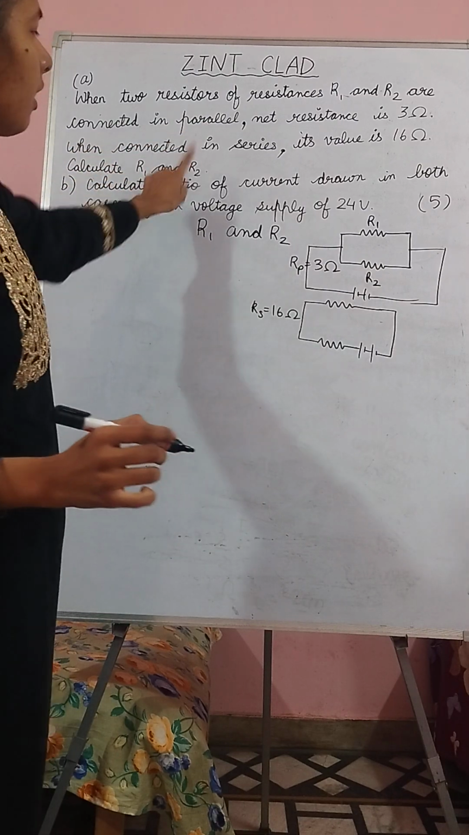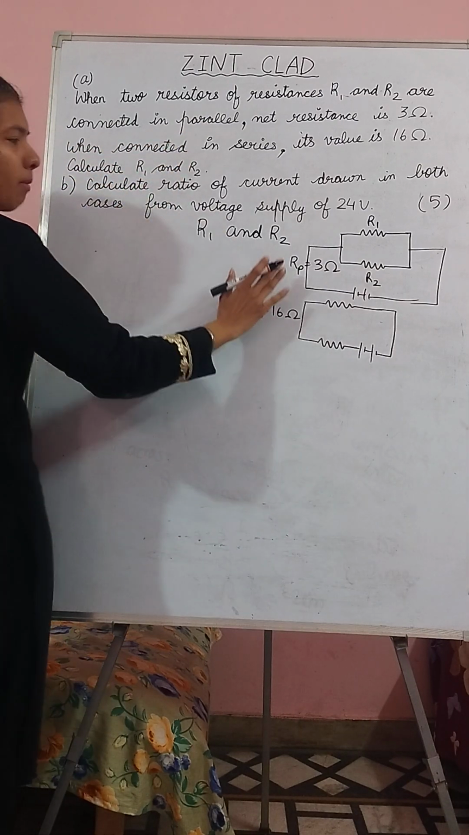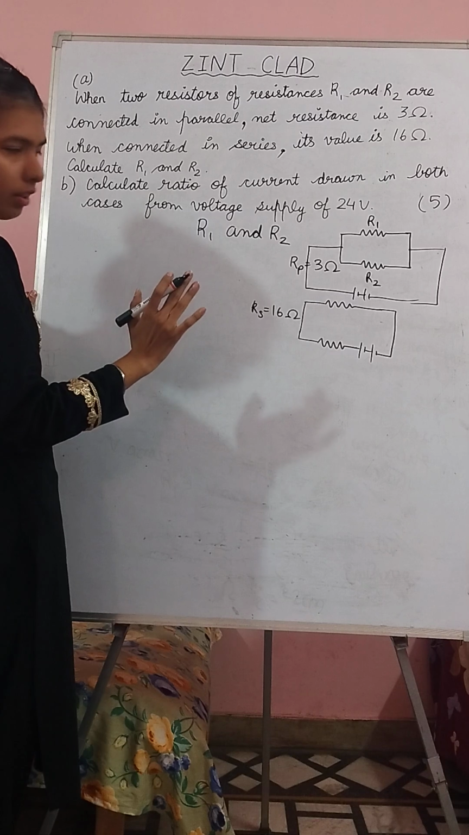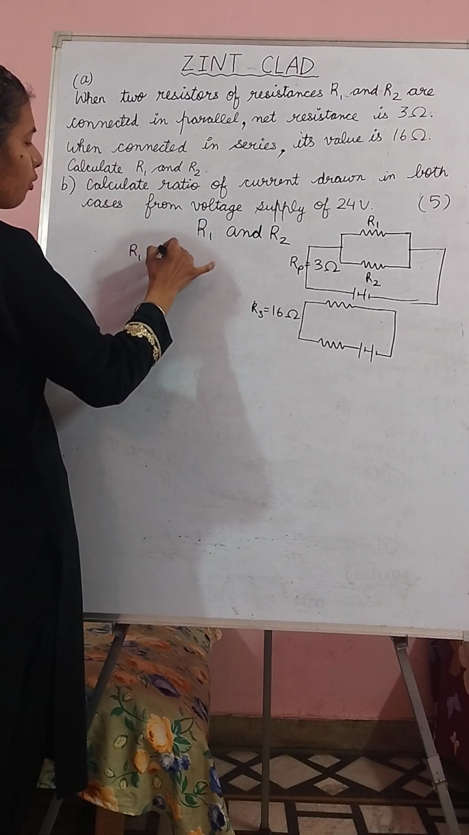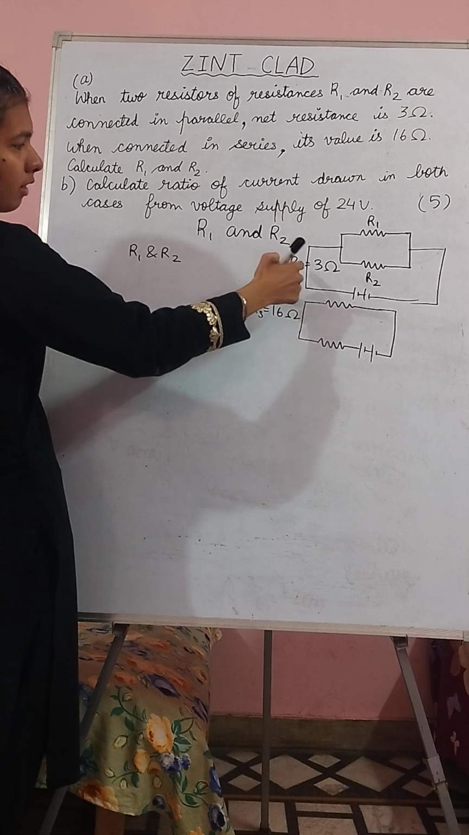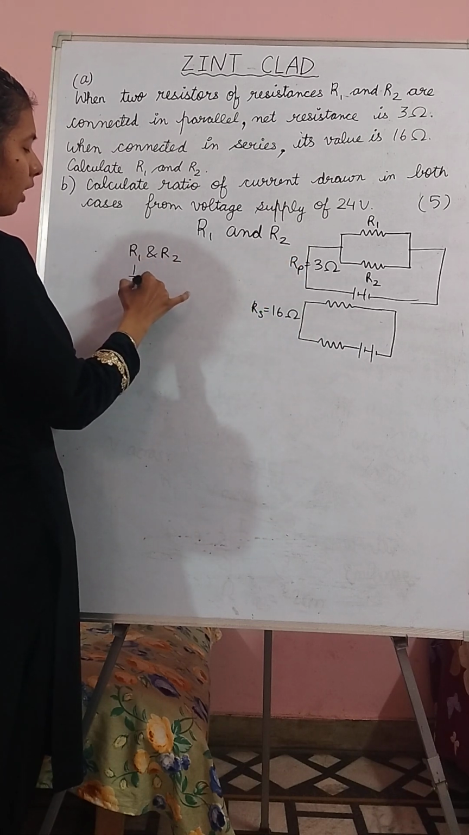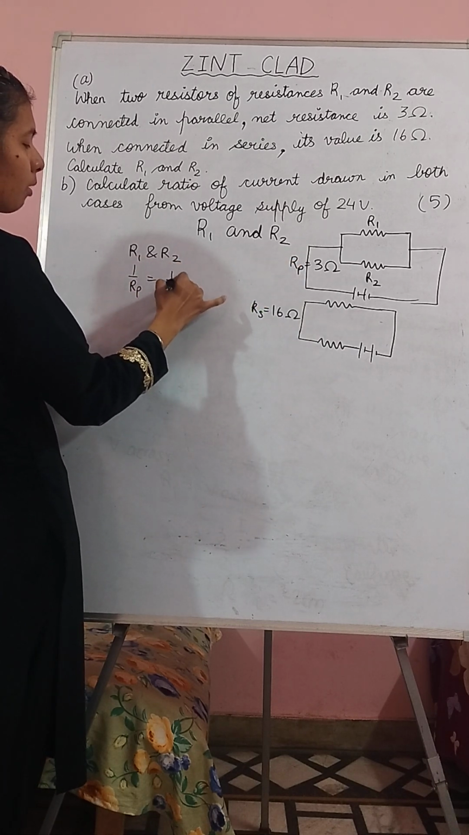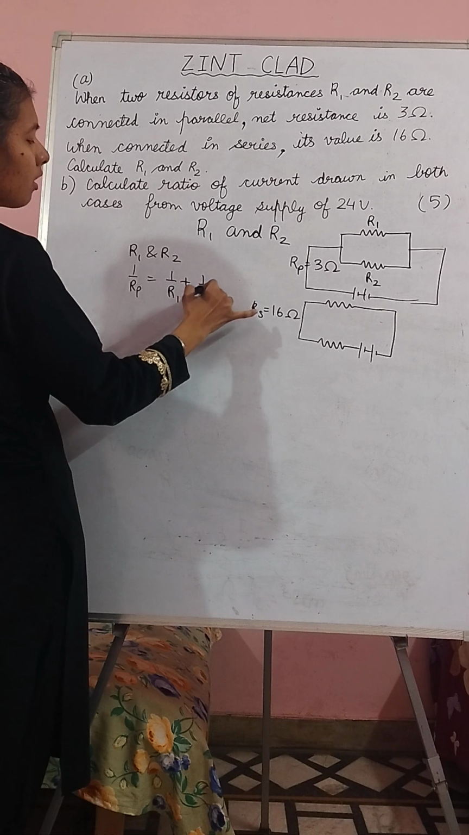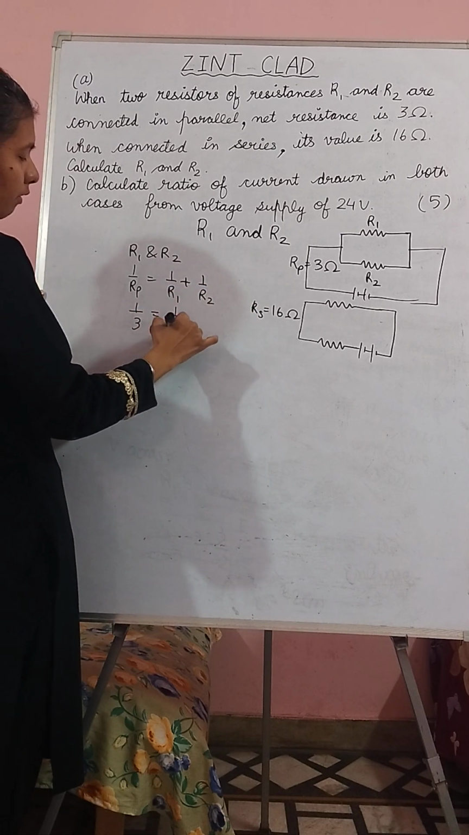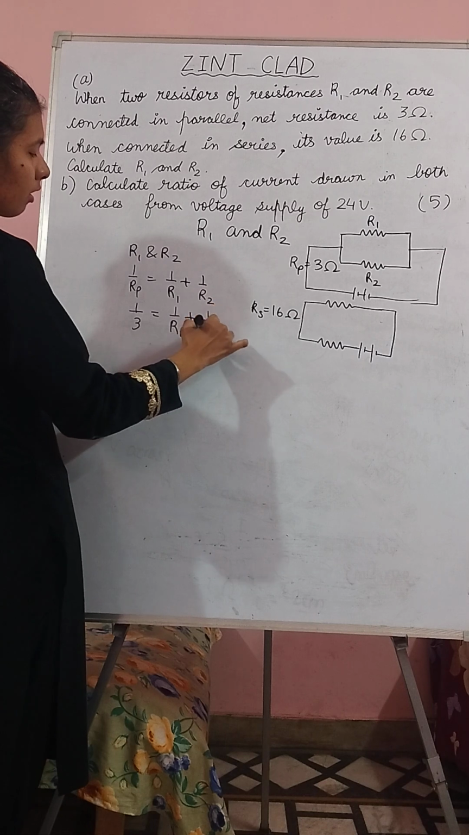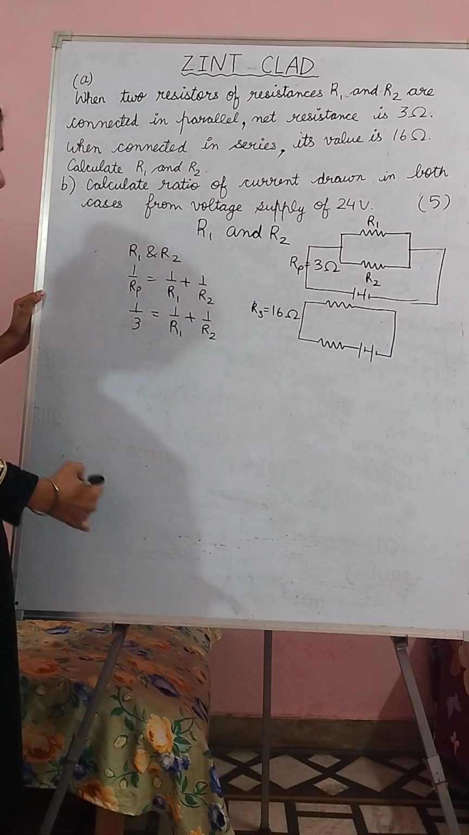Find R1 and R2. The resistance in parallel and resistance in series is given, and what we need to find is we need to find R1 and R2. So firstly we will make equation resistance in parallel. What is the formula for RP? 1 upon RP equals 1 upon R1 plus 1 upon R2. Now substitute the values. 1 upon 3 is equal to 1 upon R1 plus 1 upon R2.